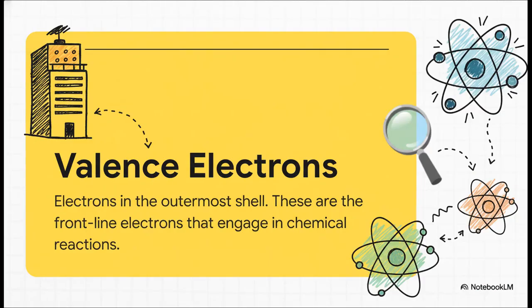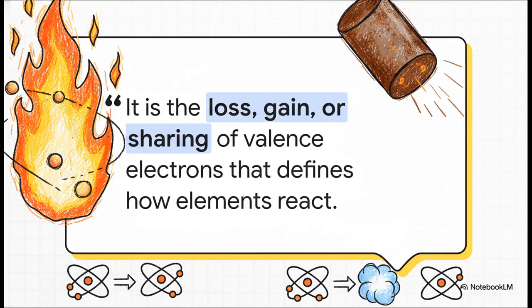Now, to really get this, we need one last piece of vocabulary: valence electrons. These are the electrons in the outermost shell, the ones with the highest energy. In our building, they're the tenants living in the penthouse suite. And they are the most important electrons of all because they're the frontline soldiers that actually go out and interact with other atoms. This quote absolutely nails it.